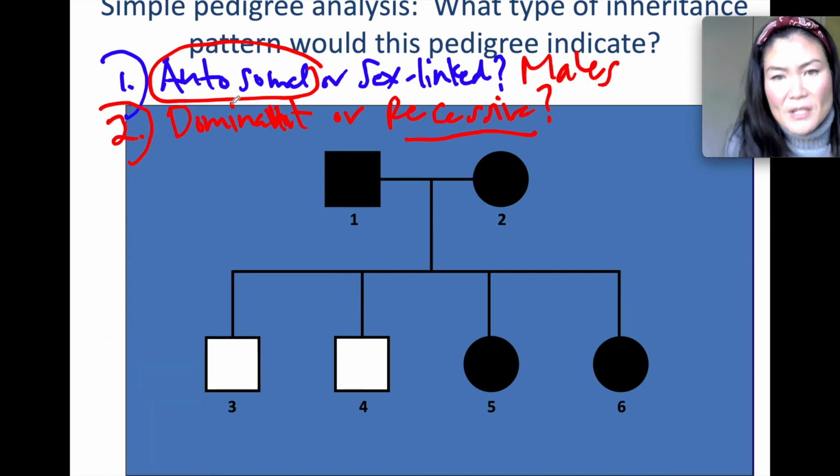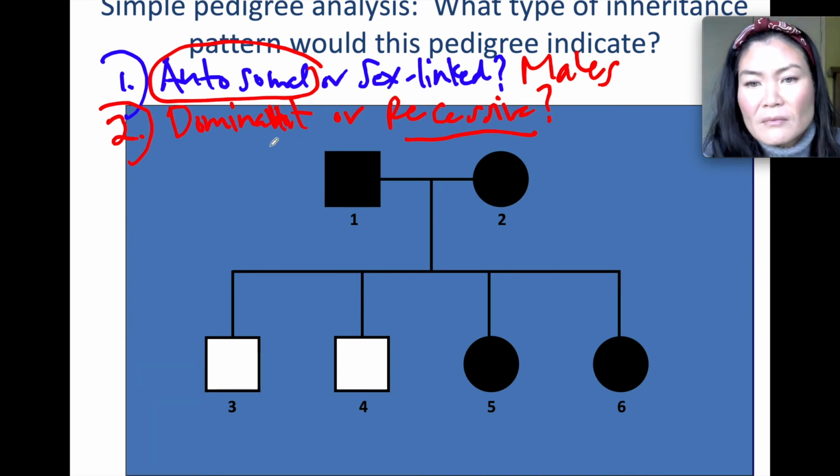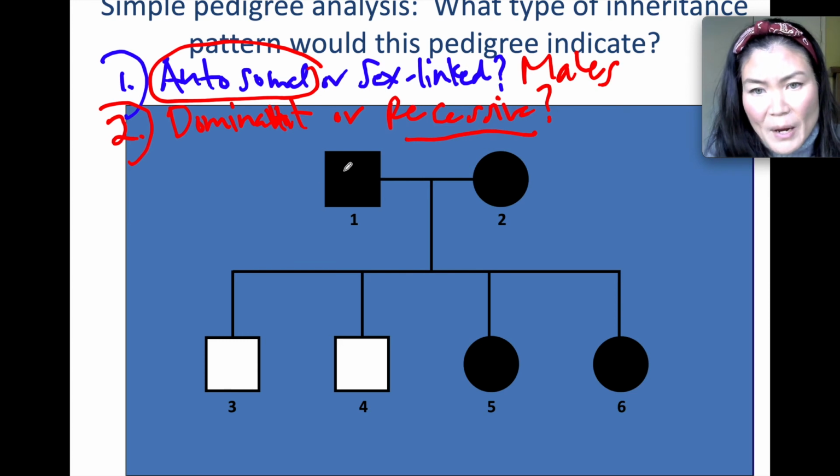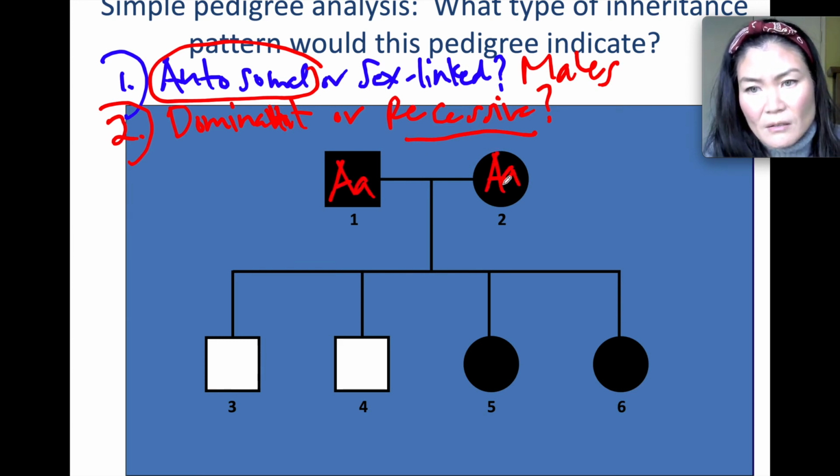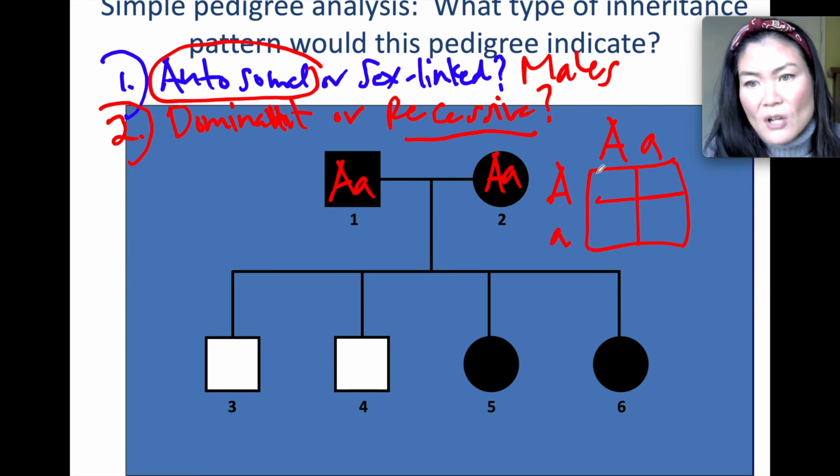All right. The question is, is it dominant or recessive then? Well, it looks like the parents have it and some of the kids have it. Most likely it's dominant, because two of their kids do not have it. So that means that the parents must be heterozygous. Okay, so if you do a Punnett square, this trait that we're talking about is a dominant trait.